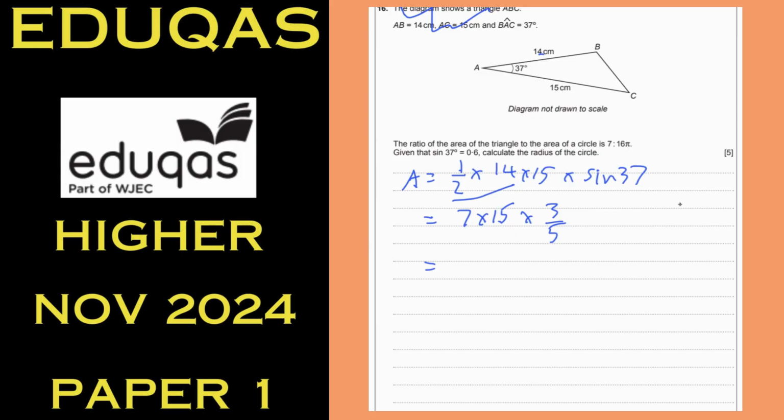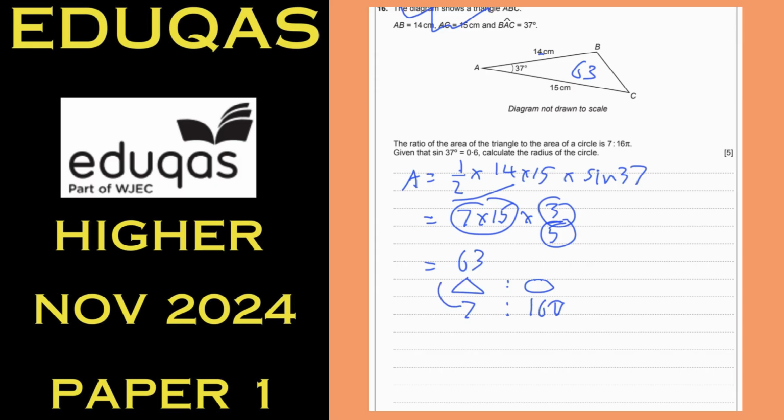We should just divide by the bottom, aren't I? 105 divided by 5 is 21 times by 3 is 63. Nearly did that the long way. Anyway, 63 is the area of this triangle. Triangle to circle, it's a rubbish circle, no one cares, is 7 to 16 pi.